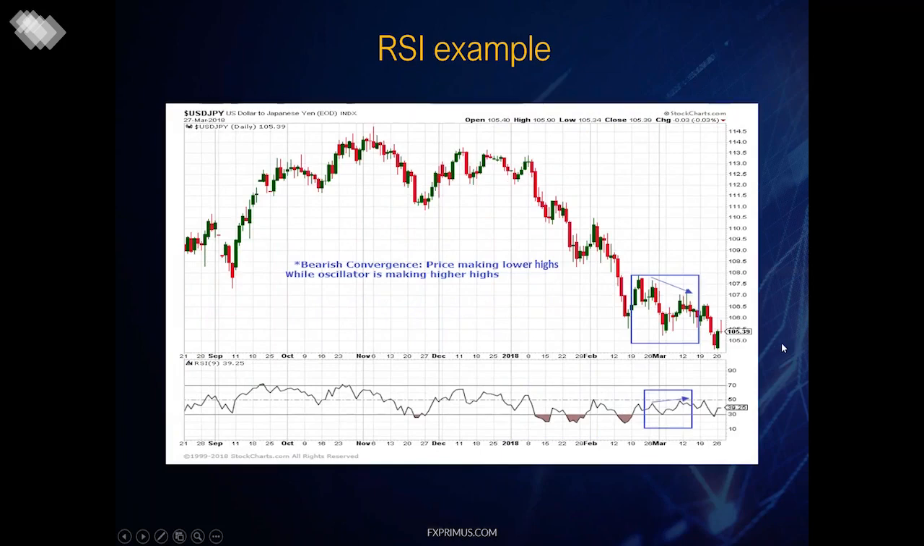Now, there are two more scenarios. One is the bearish convergence this time. In this scenario, we see the price making lower highs while the oscillator is making higher highs. So we can clearly see that price is moving from a high level to a lower one, and at the same time, the oscillator is moving from a lower high to a higher high. And then, of course, we see price moving lower.